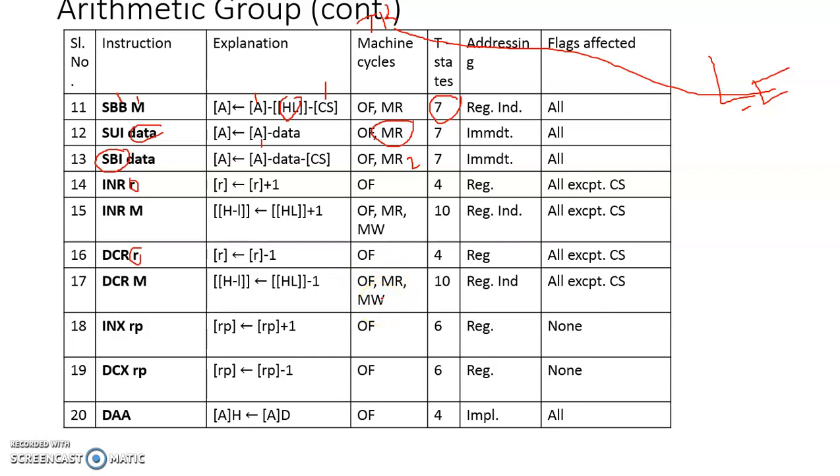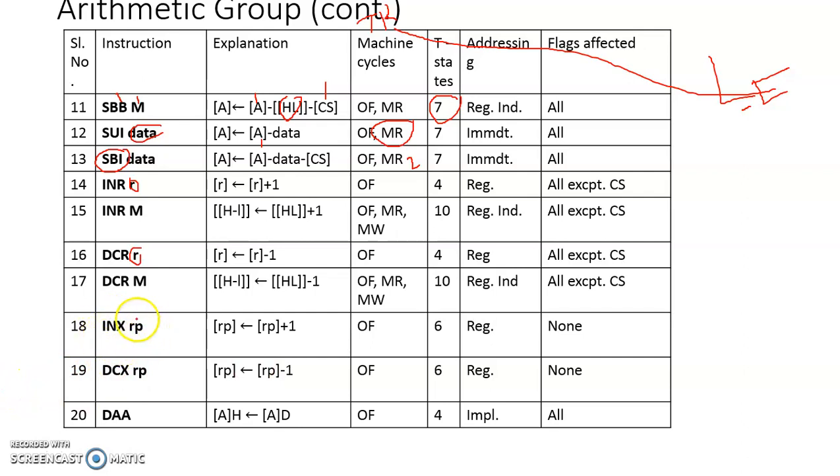So the relevant status lines need to be shown changing once there is a change from opcode fetch to memory read and then from memory read to memory write, while you are going to draw the timing diagram for this kind of instructions, or specifically for these 2 instructions, INR M and DCR M. Addressing mode: register indirect addressing mode. All flags except carry will be affected.